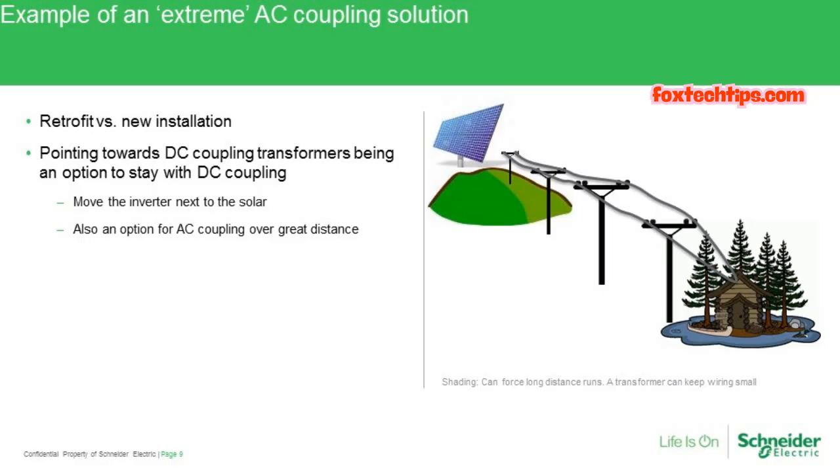And so if you have extreme shading issues and you've got to put the array at a great distance, financially this ended up making more sense than trying to run big copper at even 500 volts. It wasn't going to be a possibility. So again, we had a grid tie inverter at the top, a step-up transformer to about 3,500 volts, shot that distance, and then we had a step-down transformer at the other end.